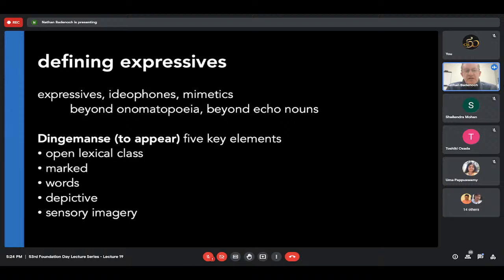And because of the defining characteristics of reduplication, some types of noun, some types of consonant alternation, it's been common to consider echo words in the noun class together with expressives. And for reasons of expressivity, semantics, and syntax, in the studies that I've been doing, we've left these out because they are quite different.